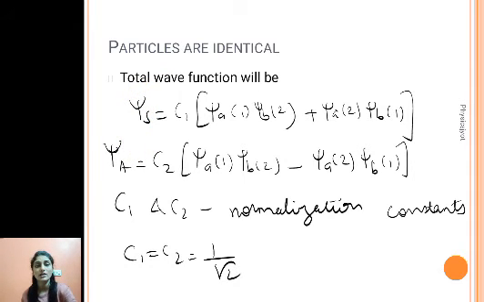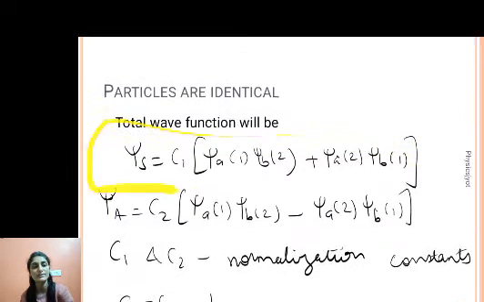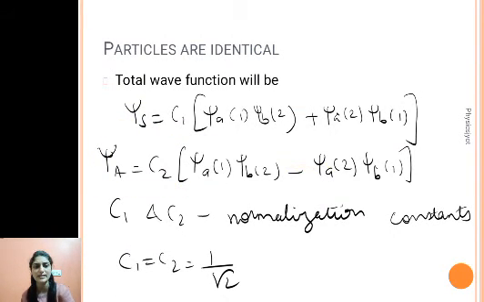It will be C1, some constant, multiplied by the addition. So psi A1 psi B2 plus psi A2 psi B1. And antisymmetric wave function will be same but with minus sign in between. Here the C1 and C2 are normalization constants, and if you solve them you will get the value of C1 and C2 as 1 by root 2.